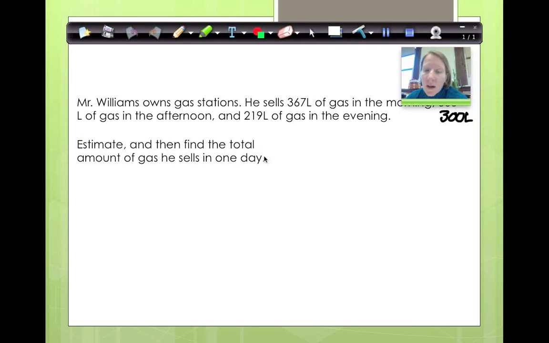Okay, so let's round 367 to the nearest 10. We look at the 10 or the 1 spot. It's 5 or above. It goes up, and so we can round this one up to 370. Okay, liters. 300 just stays 300 for the afternoon. And then this one, we look here, the 1 spot, round up or down. What do you think? Let's round up. Okay, so we're going to round that to the nearest 10, which is 20.